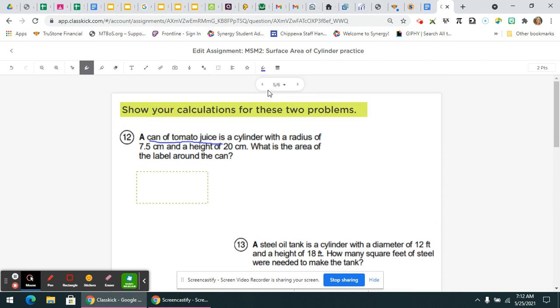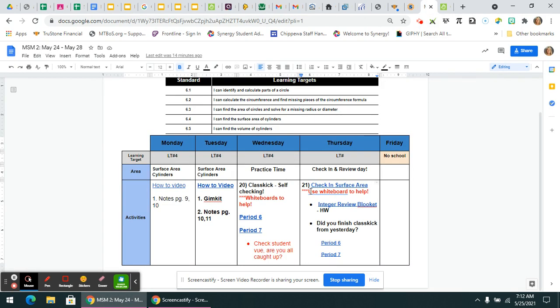Okay, so this is assigned on Wednesday. When you are all finished, I will be grading these. Tomorrow, Thursday, check out your list for tomorrow. You have a check-in. That's item number 21. So homework 21. Again, use your whiteboard to help. I also assigned an integer booklet, so you can go at your own pace on this. It's a great big integer review, adding, subtracting, multiplying, dividing. And then, of course, down here, I'm just checking, did you finish your class kick from yesterday? So this completes all of Wednesday and Thursday's learnings.